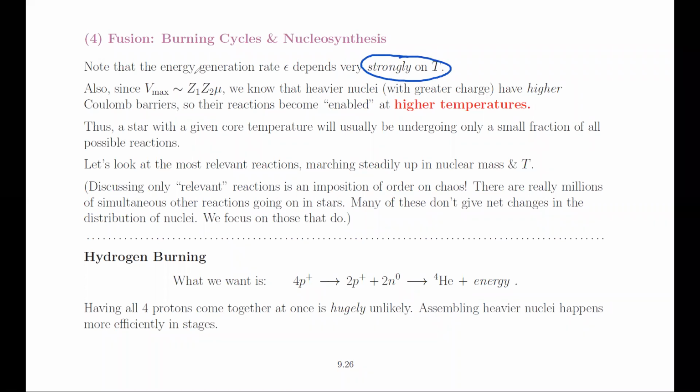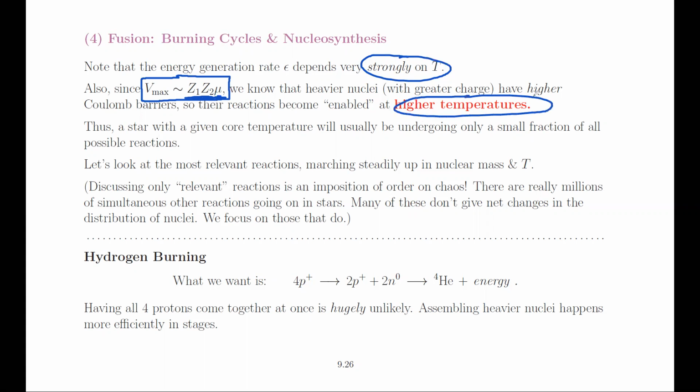Another thing that depends strongly on the temperature is the height of the so-called potential barrier. If you remember how we rewrote this a few videos ago, it depends on the charges on the species that come together in fusion, and also on the reduced mass of those two things that come together. And as we go up to heavier and heavier nuclei, this potential barrier height is going to get bigger and bigger. So heavier nuclei have higher Coulomb barriers, so you can only have those reactions when, again, higher temperatures are there.